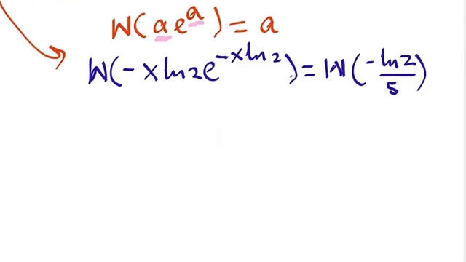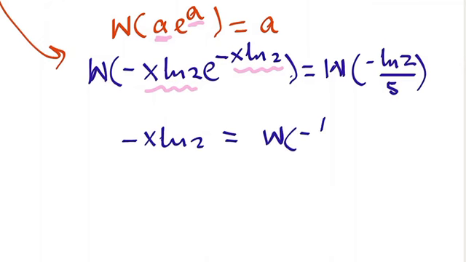Now you can see that since we have this to be the same thing as this, when we take the W function of that, we're going to have minus x ln of 2 equals W of minus ln of 2 divided by 5. The next thing we're going to do is divide through by minus ln of 2, because we are looking for x.